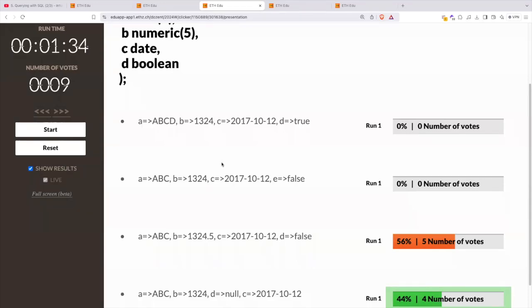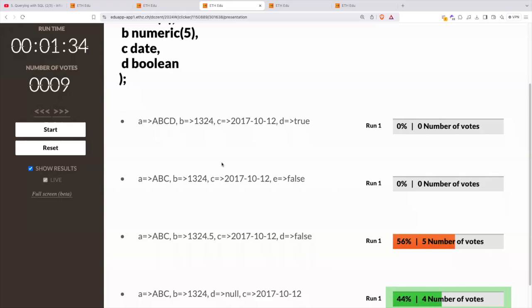B doesn't have any decimals after the period, and it only has 4 digits, so that's fine. That's 5 digits of precision. B is null. That's fine, because by default, if you don't say anything, then null is allowed, right? You would have to say not null to disallow null. But since we don't say anything, then null is fine.